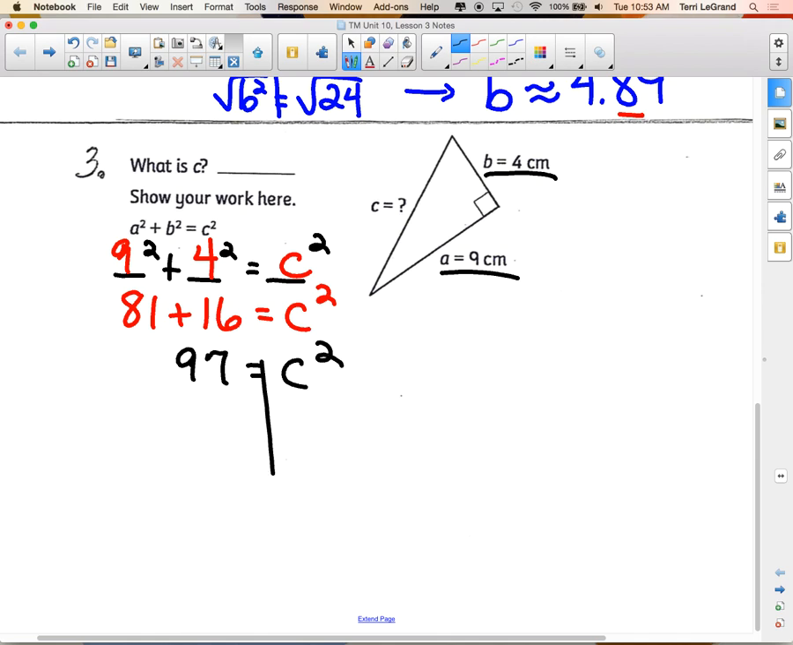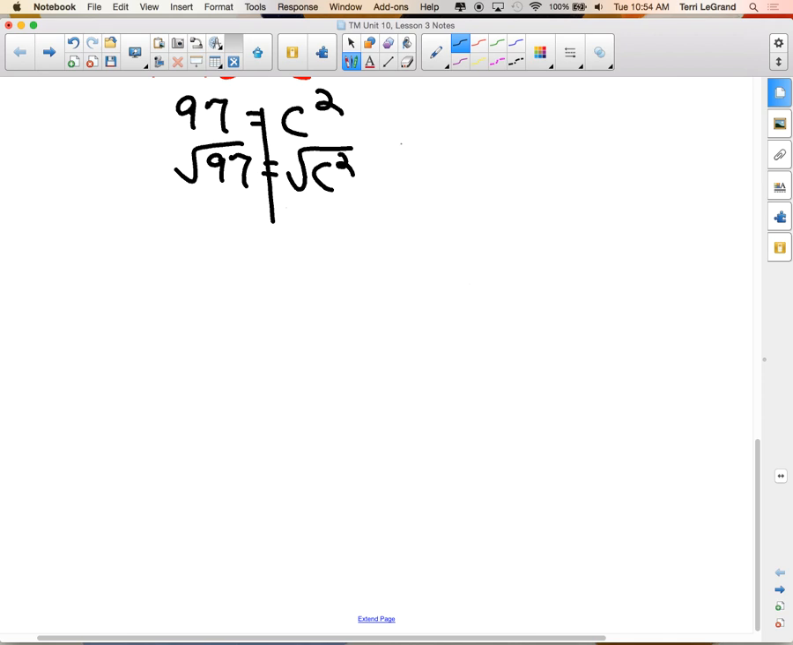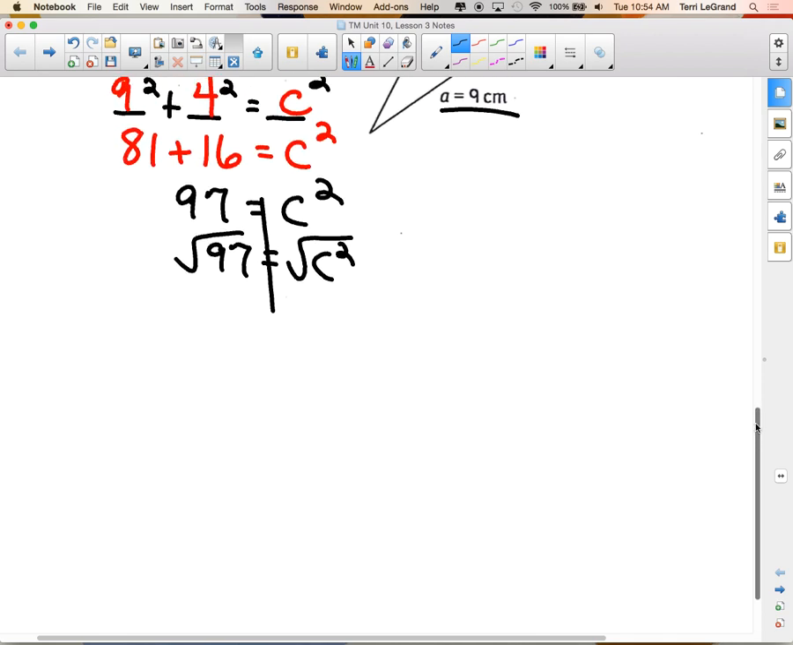Well, we are finally ready to solve. What are we going to do? Square root both sides. Not just the 97, but the C squared also. And then we're going to come over here and say C is approximately equal to, we're going to let our calculator give us the whole number part, and we're going to write down 2 digits after the decimal.